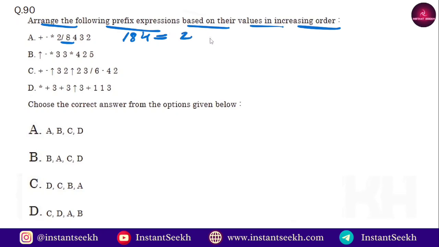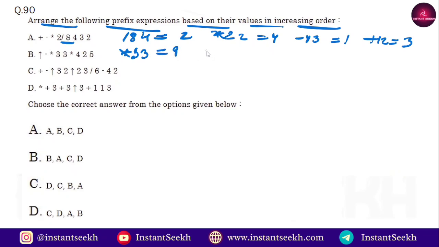Okay, next, 2 into 2 gives us 4. Then we have minus 4, 3, that gives us 1, and at the last plus 1, 2, that will give us 3. Next this one, first we will evaluate asterisk 3 into 3, so that will give us 9.